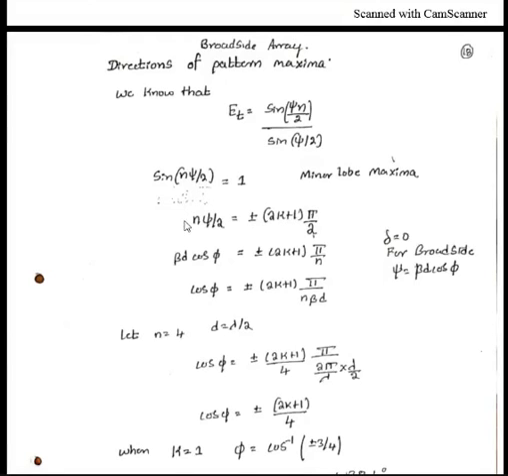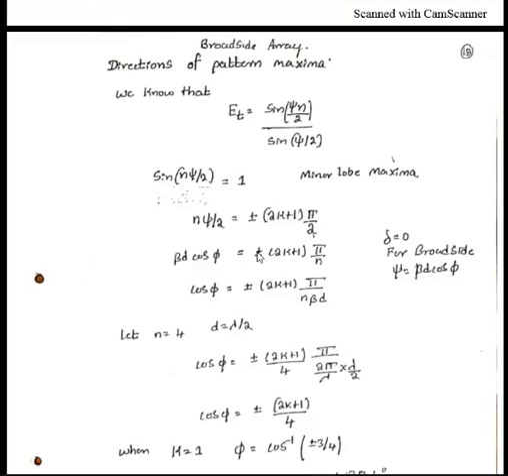Now, what is the value of psi here? Psi is the total phase difference, as I have written here: psi is equal to beta d cos phi plus delta. In the broadside array case, delta is equal to 0, that is, there is no phase difference between the adjacent sources. So psi is equal to beta d cos phi. Now substitute the same thing, beta d cos phi.